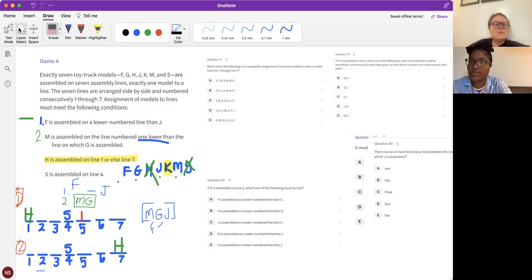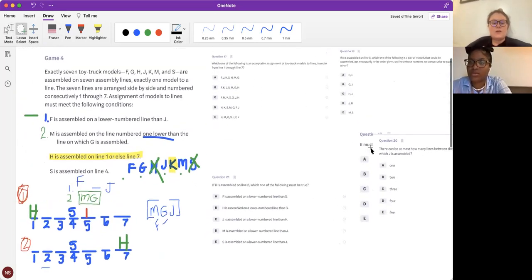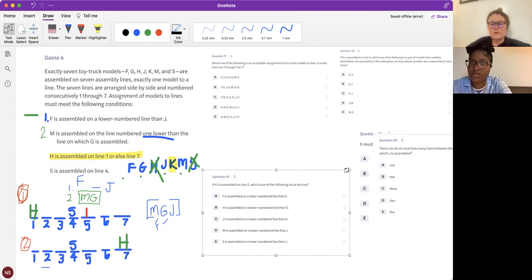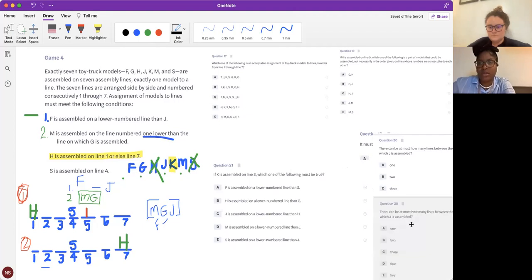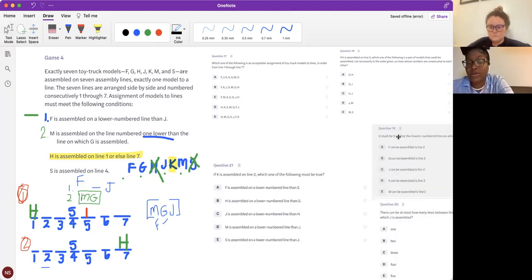Okay. So I would skip 20 and 21, and let's look at 21, or sorry, I would skip 18 and 19 and go to 21. And how would you go about trying to solve 21? If K is on line 2, which of the following must be true? I would have to put K on line 2. Yes, so we're going to put K on line 2.